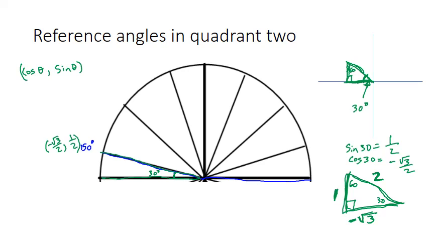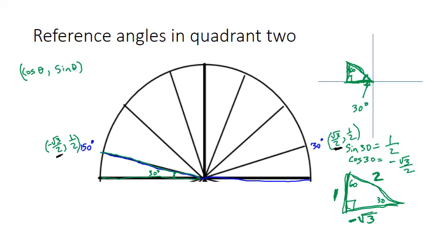How does that compare with what we had at 30 degrees? Well, at 30 degrees, we had radical 3 over 2 and positive 1/2. So if you notice, the only difference between the reference angle in the first quadrant and the reference angle in the second quadrant is what happens with the x value. So the x value is going to be the opposite.